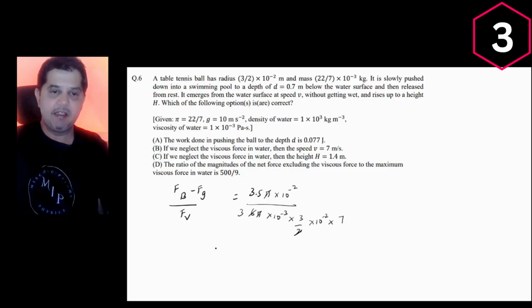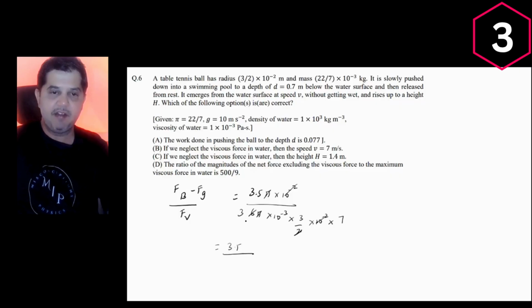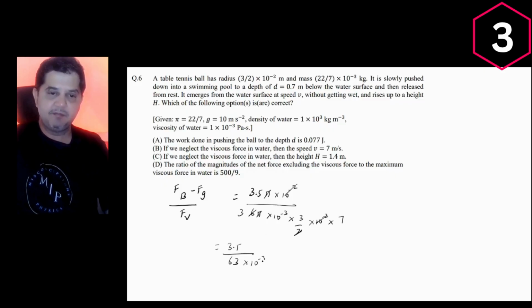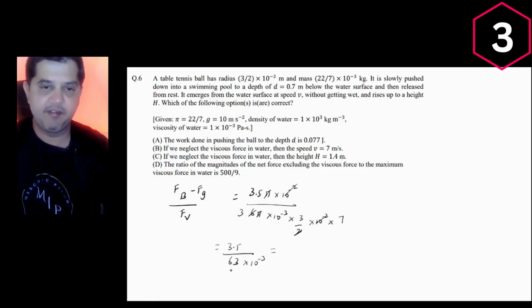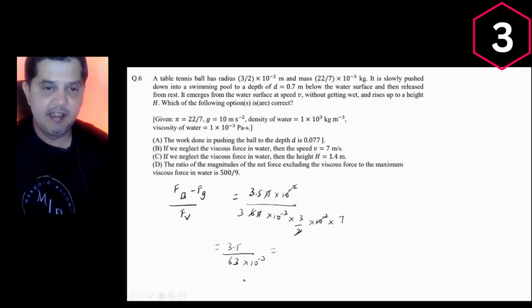So 2 1s are, 2 3s are. Pi, and pi goes away here. So what do I have? I have 3.5. There's a 10 power minus 2 here, and a 10 power minus 2 here. This goes away. 3.5 divided by 3, and there's 9 here. 9 into 7, which is 63 over here. 63. And what do you have here? You have 10 power minus 3. As much as possible, try to do it manually, and after that, if you want, you can use your calculators. So 3 into 7, 9, 7, so 63. So this is what we got.